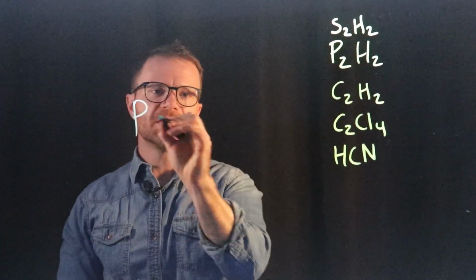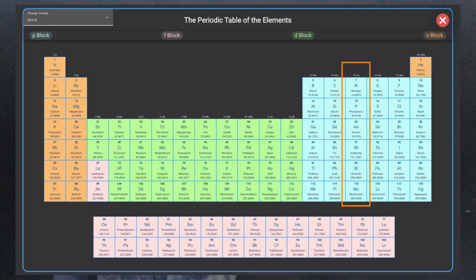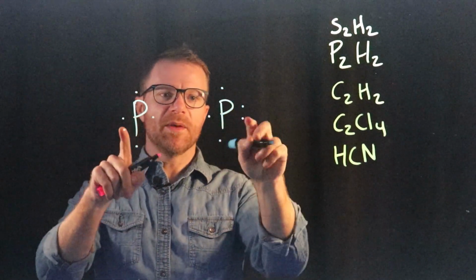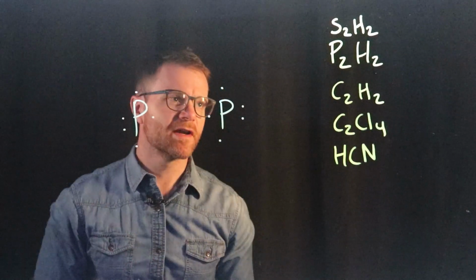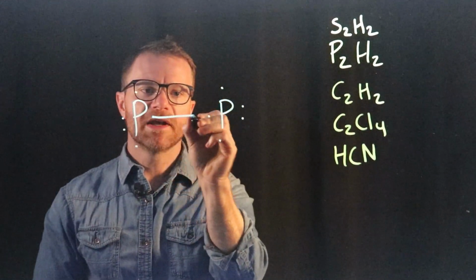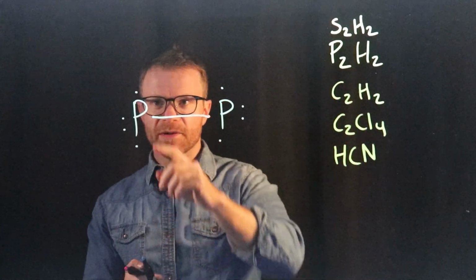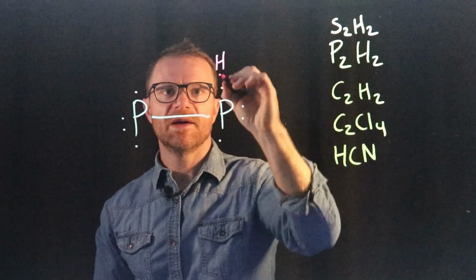P2H2, let's start with our phosphoruses first. Phosphorus is in column 15, so it's got 5 valence electrons. And you'll notice I put my paired electrons kind of facing away because it's the unpaired electrons that are going to interact. Let's start by connecting them with a single bond. And then we've got 2 hydrogens, so we're probably going to want to stick a hydrogen on each of these.